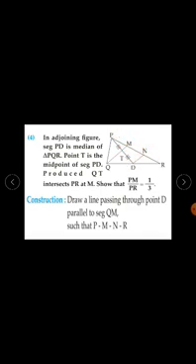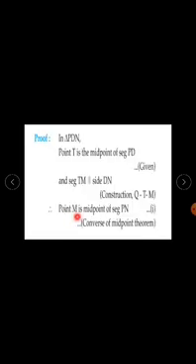In triangle PDN, T is the midpoint of PD. It is given. Then segment TM is parallel to DN, because QM is parallel to DN. It is your construction. Therefore, M is the midpoint of segment PN by converse of midpoint theorem, and this is your equation 1.